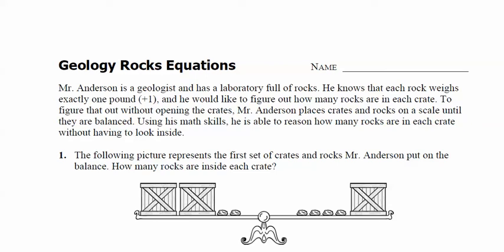Mr. Anderson is a geologist and has a laboratory full of rocks. He knows that each rock weighs exactly 1 pound, and he would like to figure out how many rocks are in each crate. To figure that out without opening the crates, Mr. Anderson places crates and rocks on a scale until they are balanced. Using his math skills, he is able to reason how many rocks are in each crate without having to look inside.